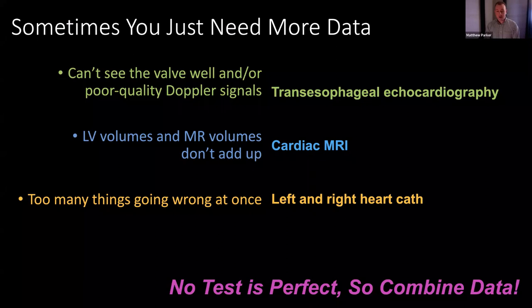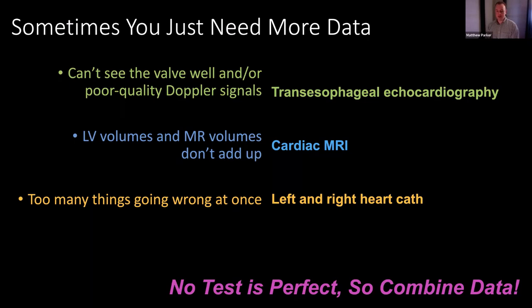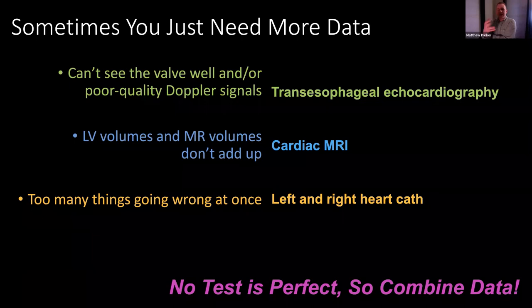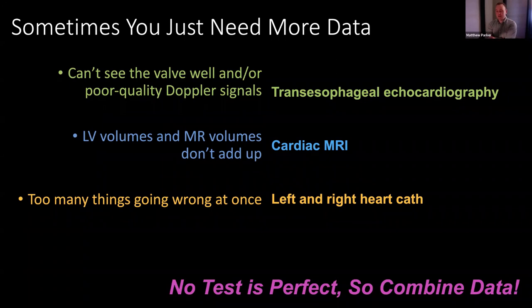And too many things can go wrong at once. Sometimes you've got more than just isolated MR and you need a left and a right heart cath to put it all together. And along those lines, especially when you're taking care of an asymptomatic patient you think has severe MR, the carpenters say, measure twice and cut once. A lot of patients with severe MR are going to get all of these tests anyway, and so combining them all to be certain is more helpful than arguing about which is the right one. Yes and both is usually the answer.